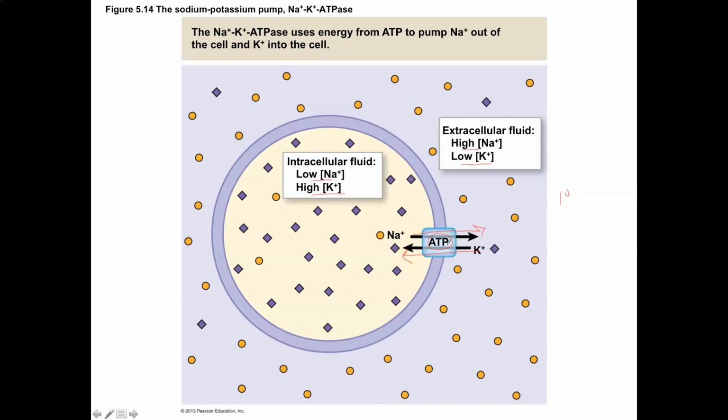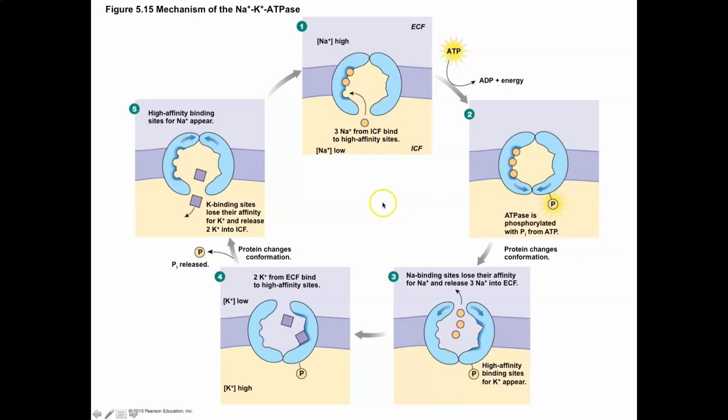Now, how many ions are actually moving? We can take a look at this diagram. You'll see it's a carrier protein. And again, carrier proteins have to go through those conformational shape changes. Here we see 3 sodiums binding to the carrier protein, so there are 3 sodiums that are going to be moving out of the cell. And then we have 2 potassiums that are going to bind to the carrier protein, and those potassiums are going to come into the cell.